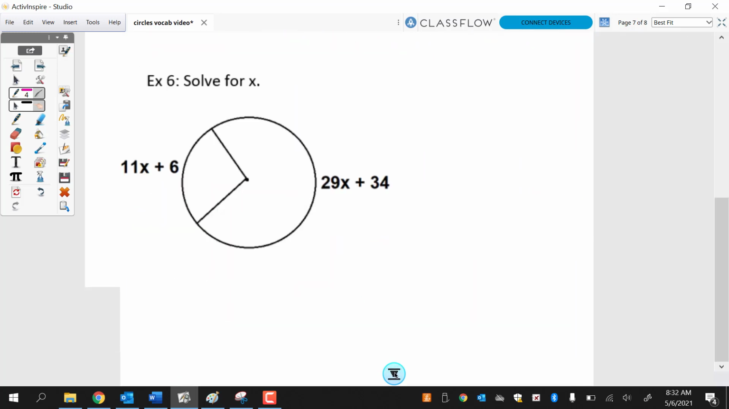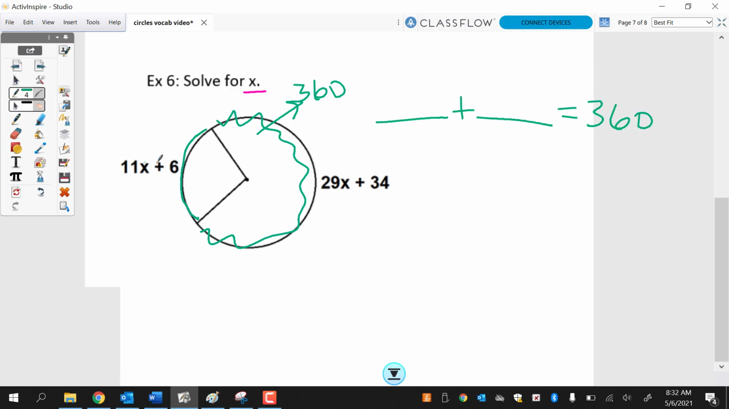Ones with X's get a little messier. Now this one did just say solve for X, which we like. So I see I have this arc on this side. I have this arc on the other side. It makes up the entire circle, which means it should be adding up to 360. So I'm going to take my two things, something plus something equals 360. Let's put those things in there. So 11x plus 6 and 29x plus 34.